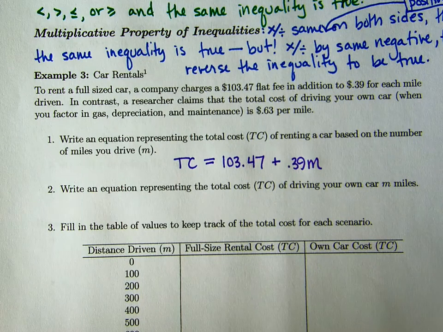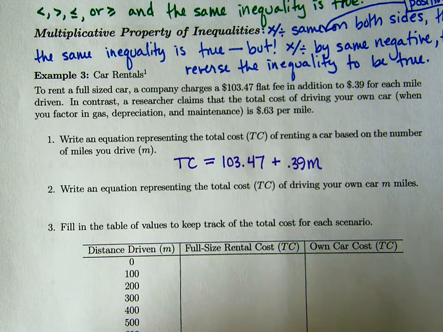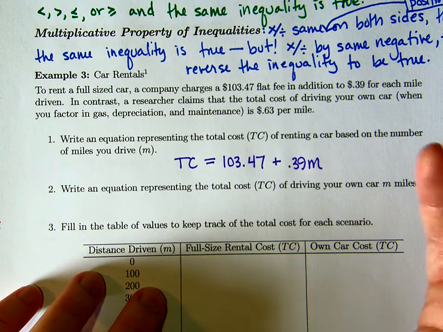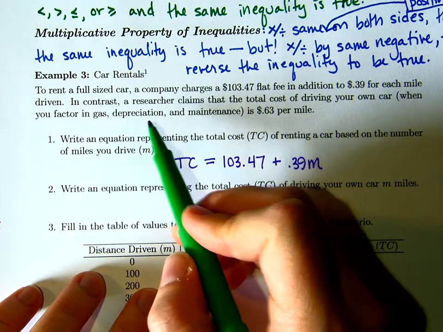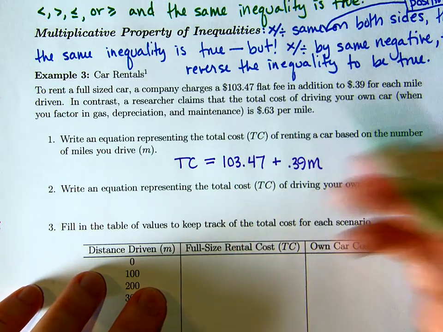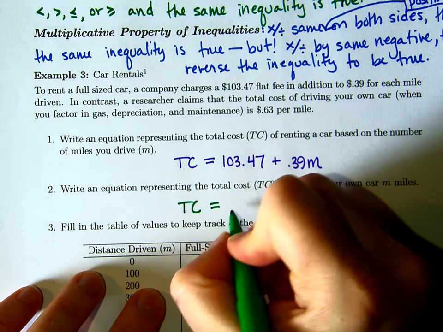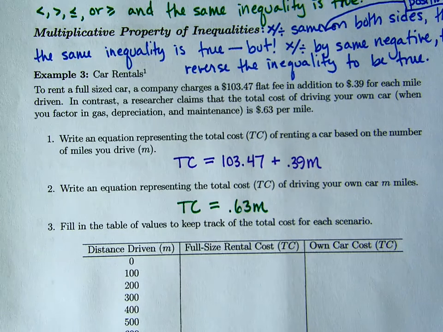Okay. And write an equation representing the total cost if you drive your own car. Well, there is no flat fee. You don't have to pay yourself a flat fee, but you will have to pay for gas, depreciation, and maintenance. So 63 cents per mile. Got it.